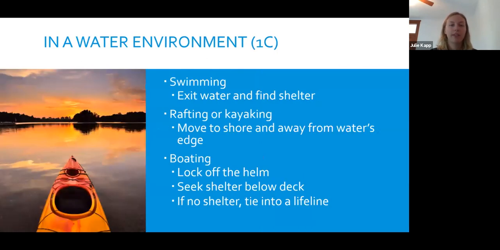If someone is in a water environment, there are several different situations. If you're swimming, you want to exit the water and find the best shelter that you can. Similar with rafting or kayaking, you want to move to shore and away from the water's edge. And if boating, it's recommended to lock off the helm and seek shelter below the deck. If no shelter is available, it's recommended to tie into a lifeline.